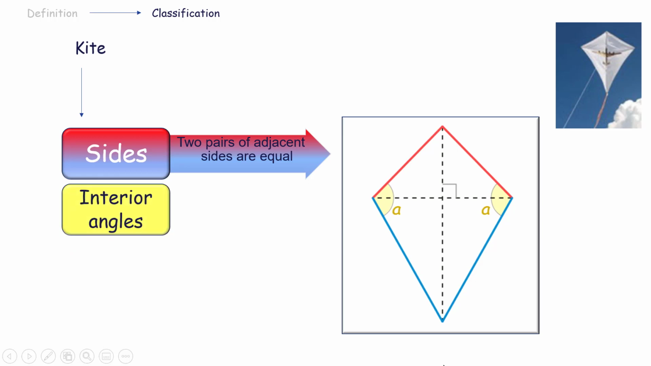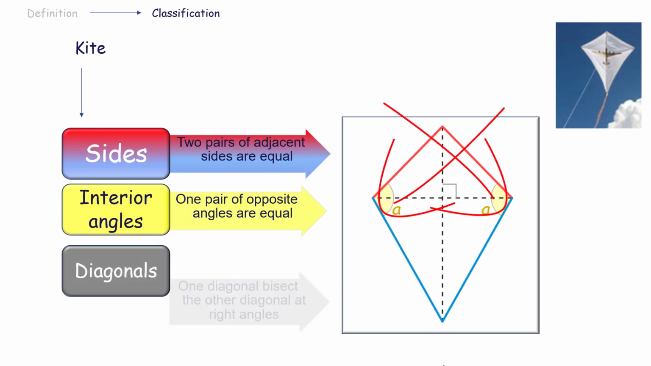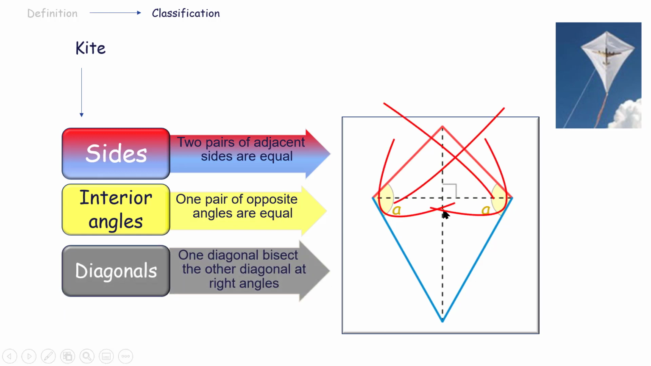What about the interior angles? Only 1 pair of opposite angles are equal. See the red angles? And the diagonals, this diagonal, the long one, cuts the shorter one into 2 exactly equal lengths. So we say the one diagonal bisects the other diagonal. At right angles, notice the 90-degree angles. So this diagonal is perpendicular to that diagonal.